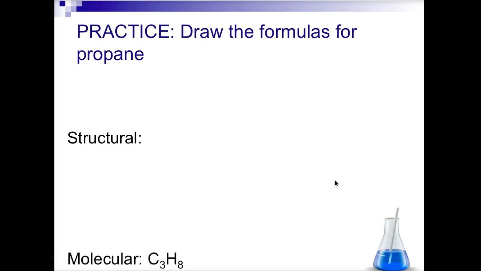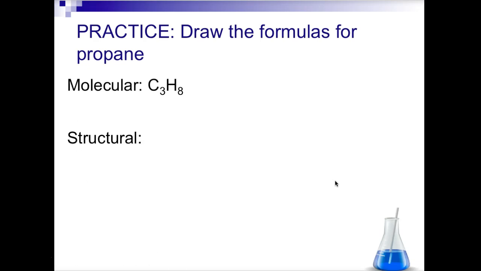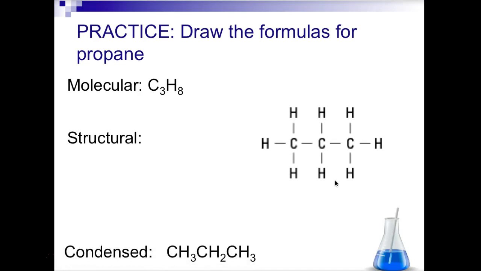Great, well, what did you come up with? Well, for the molecular formula, you should have come up with C3H8. For the structural formula, you should have 3 carbons in a row with 8 hydrogens around it. And for the condensed formula, you should have a C with 3 hydrogens attached to it, another C with 2 hydrogens attached to it, and another C with 3 hydrogens attached to it. So CH3, CH2, CH3.